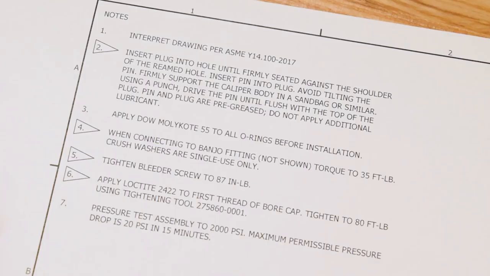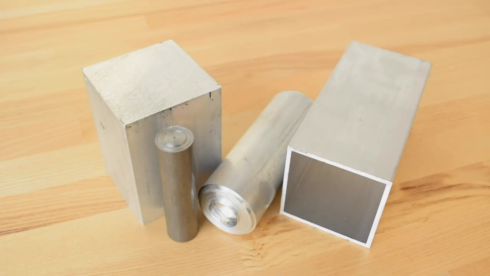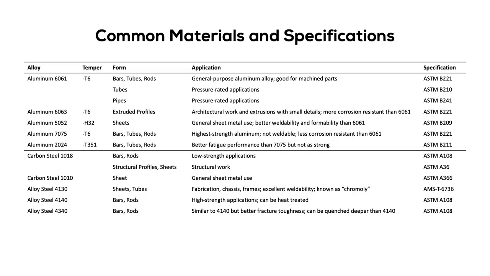Notes are critically important for clarifying the drawing and fully defining the part. A lot of notes will apply to the entire part or drawing. For example, you can use notes to specify things like materials or coatings. When listing material, it's critical to specify the alloy, heat treat, and material specification.